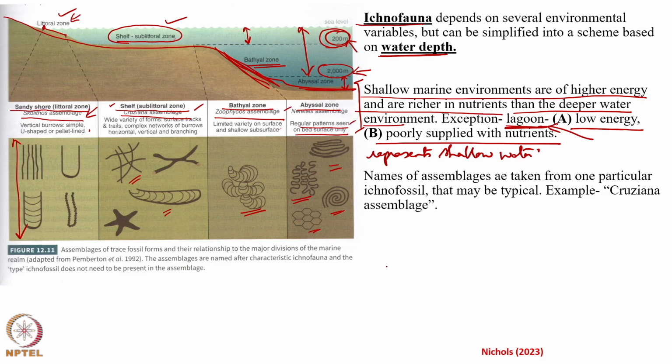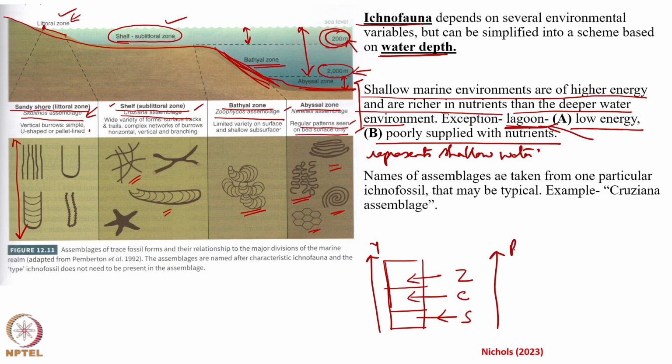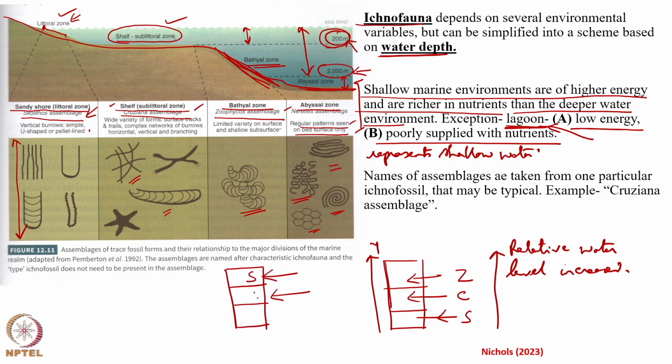So, if we get in a vertical rock record a Skolithos assemblage followed by a Cruziana assemblage and then over that a Zoophycos assemblage, that means with time the relative water level increased. And consider a vice versa situation: Skolithos assemblage at the top, Cruziana assemblage in the middle and the Zoophycos assemblage at the bottom. This means with time the relative water level decreased.